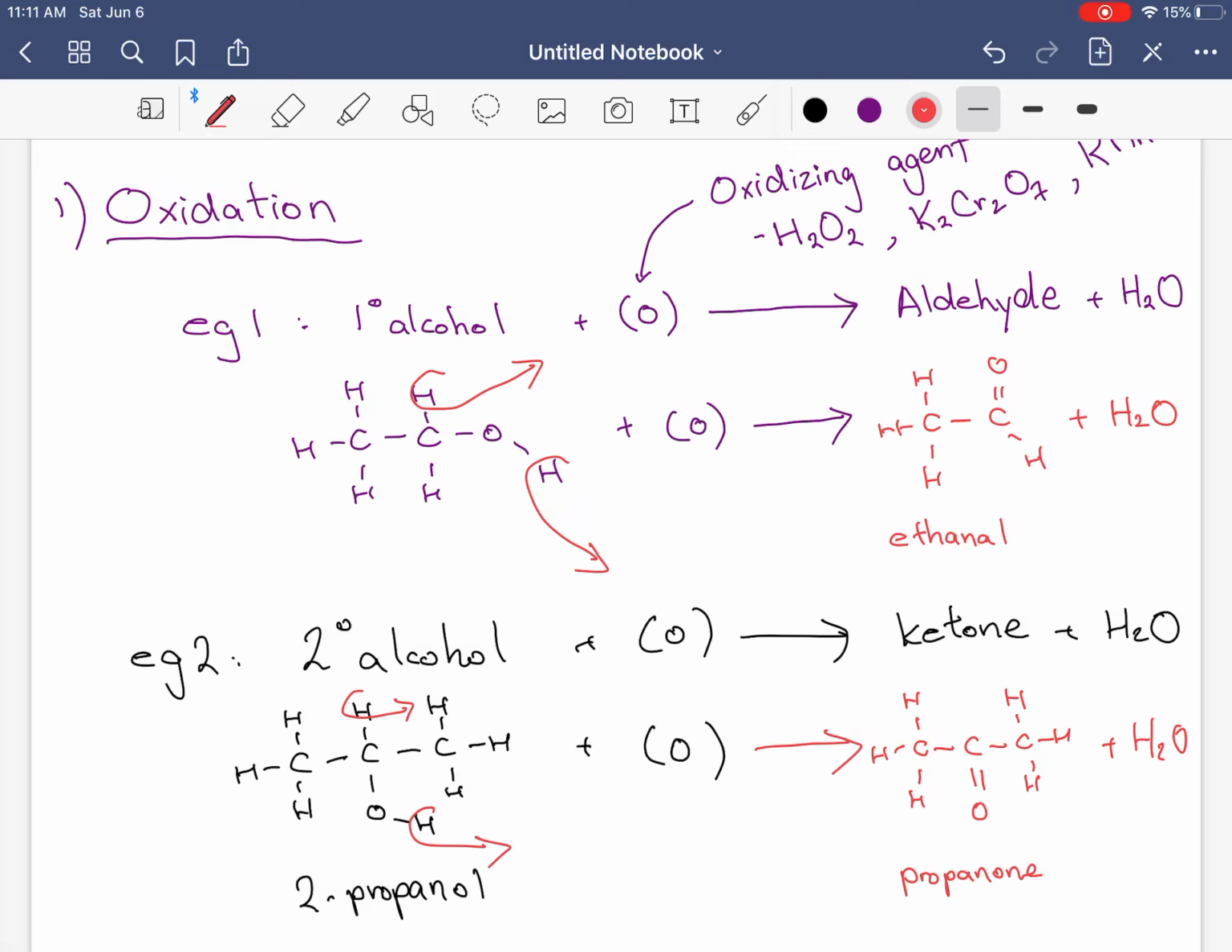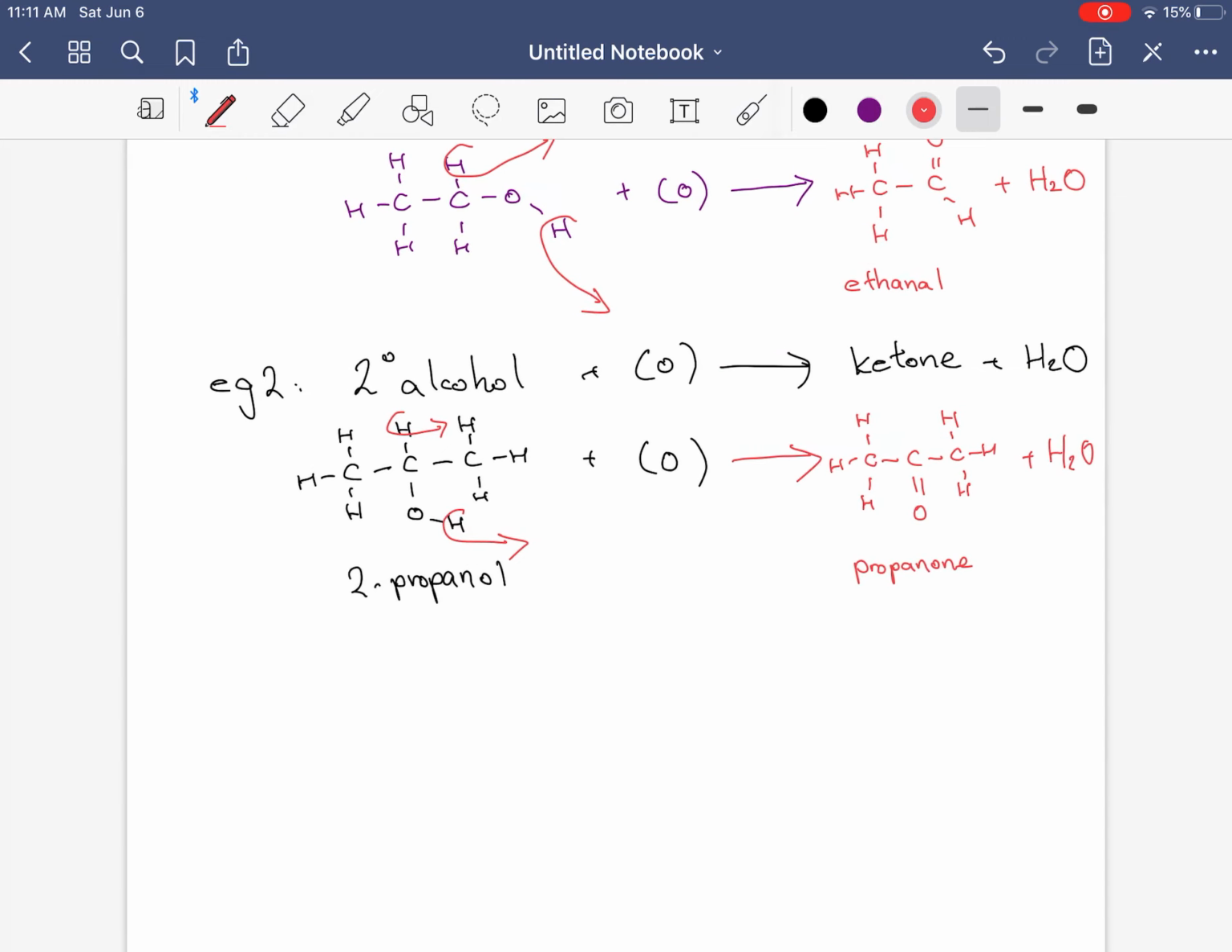So you have a primary alcohol oxidizing to give you an aldehyde. You have a secondary alcohol oxidizing to give you a ketone. Whoa. What about a tertiary alcohol? What would a tertiary alcohol give you? Well, let's take a look. Okay, let's take a look. Why not?